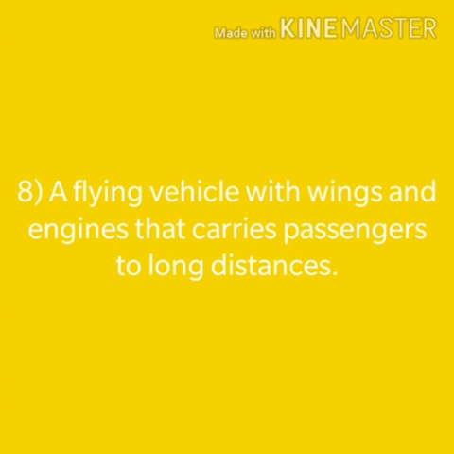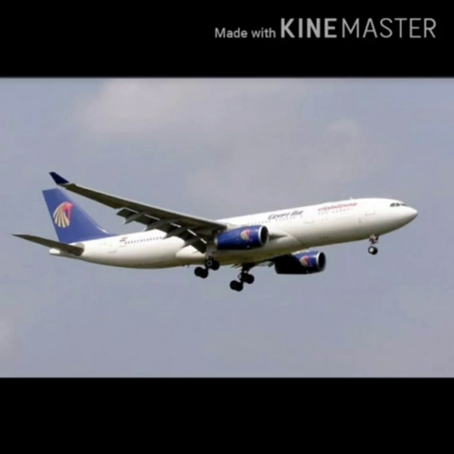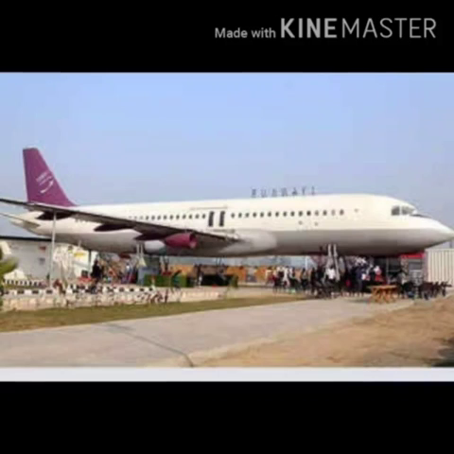Now we have the last one, the eighth one. It says it is a flying vehicle with wings and engines that carry passengers to long distances. So it is a flying vehicle. So it is a mode of air transport. It has wings and engine and it carries passengers to long distances. For example, if you want to travel from India to any other foreign country or to a Gulf country, which mode of transport do you use? Which is the most common mode of transport? It is aeroplane. So the answer is aeroplane.